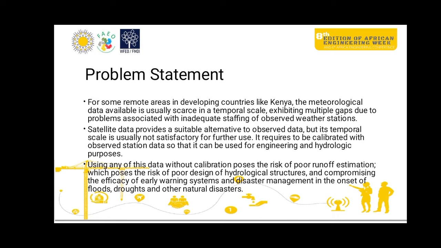So what we mean here is that if you want to use satellite data in these remote areas, it is advisable for you to calibrate it, because using any of this data in isolation will not help so much, particularly if you are interested in accuracy of data.